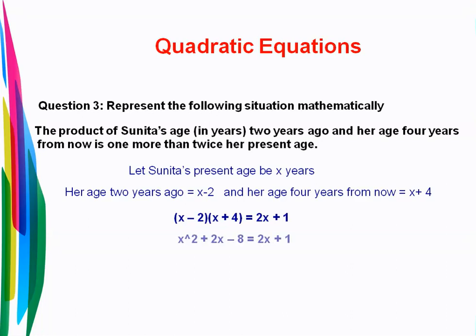Open the bracket, simplify the terms. x square plus 2x minus 8 is equal to 2x plus 1. Bring all the terms on the left-hand side and I get x square minus 9 equal to 0. I can easily see that 2x is getting cancelled. So again we have represented a situation mathematically. I hope you are able to understand this.